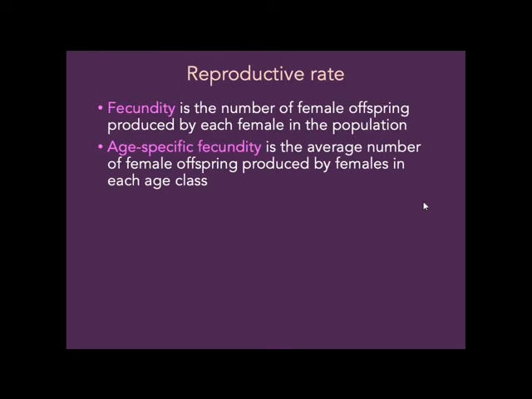Age-specific fecundity is the average number of female offspring produced by females in each age class. Let's talk about the age-specific part first, meaning not just the total number of offspring produced, but the number of offspring produced by 0-year-olds, 1-year-olds, 2-year-olds, 3-year-olds. The reason we're looking at the number of females that females produce is that it's easier to track female reproduction than male reproduction, and easier to track one sex at a time. So we just use females producing females and presume that there's an equal number of males producing males somewhere else.